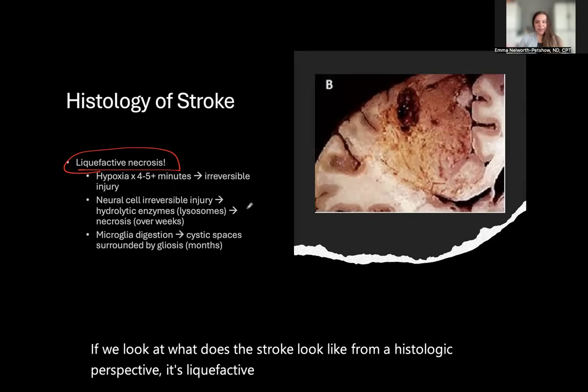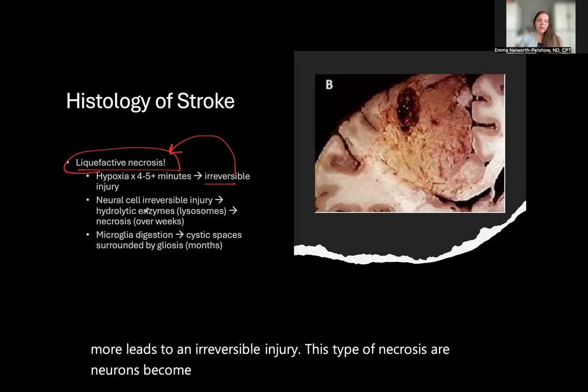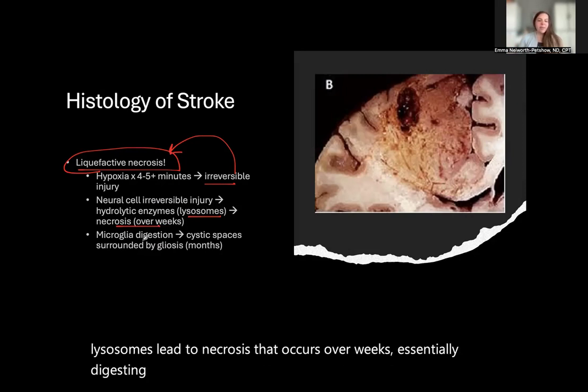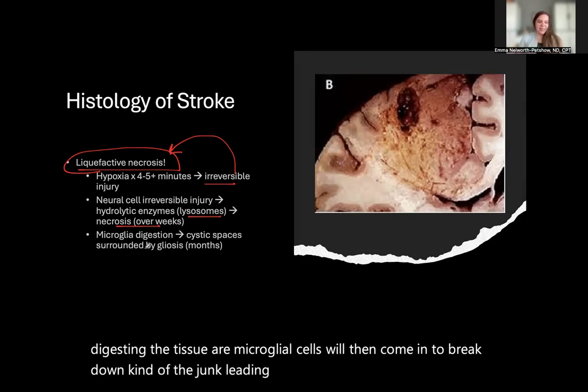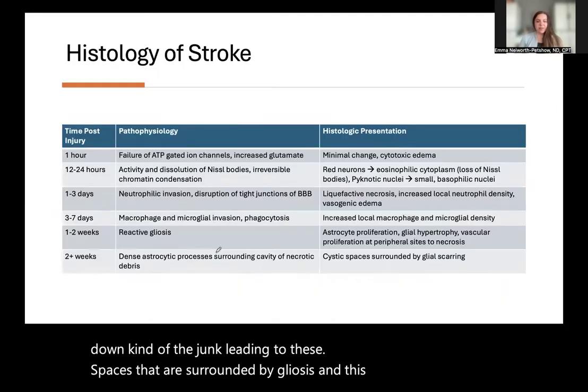If we look at what the stroke looks like from a histologic perspective, it's liquefactive necrosis. Hypoxia for 4 to 5 minutes or more leads to an irreversible injury, this type of necrosis. Our neurons become irreversibly damaged. Hydrolytic enzymes from lysosomes lead to necrosis that occurs over weeks, essentially digesting the tissue. Our microglial cells will then come in to break down the junk, leading to these cystic spaces that are surrounded by gliosis. And this happens over the course of months.